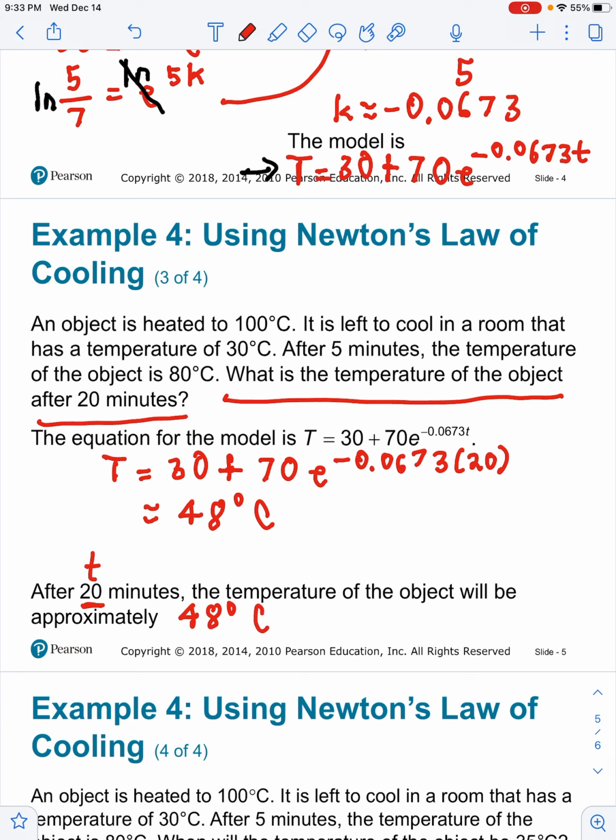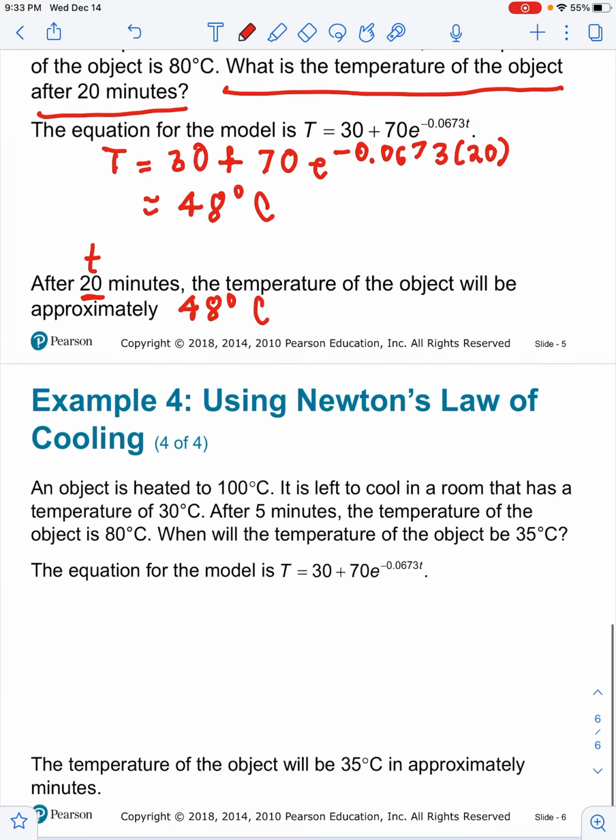So, does that make sense? You substituted in 20 for lowercase t into our base model, and you found after 20 minutes, it's now 48 degrees, and that kind of makes sense. If after 5 minutes the temperature decreased to 80 degrees, after 20 minutes it has decreased to 48 degrees.